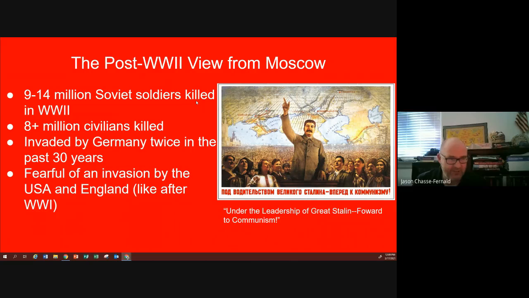And of course, the Soviets are also fearful of an invasion by the United States and England, just like they did after World War I, right? So don't forget that. There is some honesty to the distrust that exists. The United States and England and France, right? We did invade Russia, and attack the Reds, the Bolsheviks. We sided against Lenin and his side in the Russian Civil War. So there is some natural and legitimate distrust that exists.